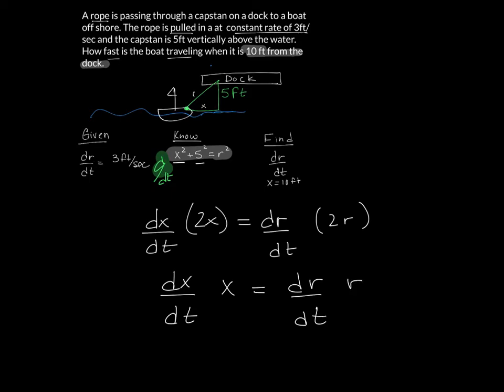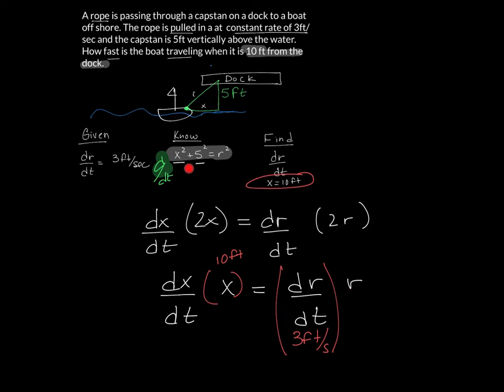Now, we know a couple of things here. Going back to our given information, we know that dr dt is equal to 3 feet per second. So I can replace that with 3 feet per second. The other piece of given information is that x is equal to 10 feet. So I can replace that with 10 feet. What I don't have that I need is r. How do I find that?